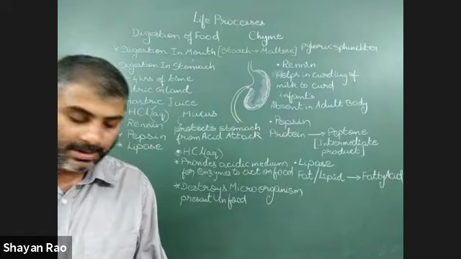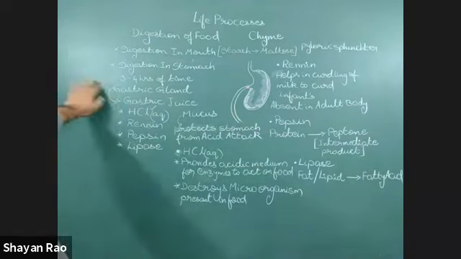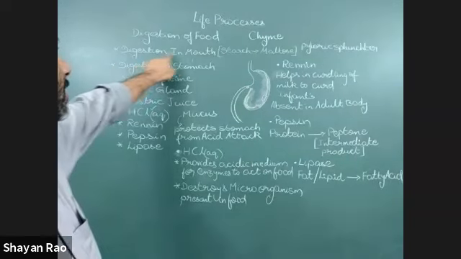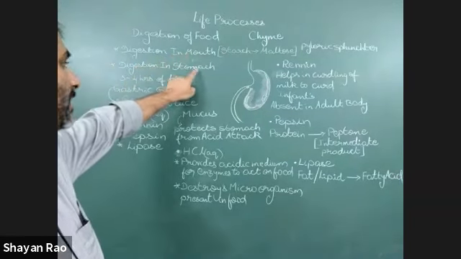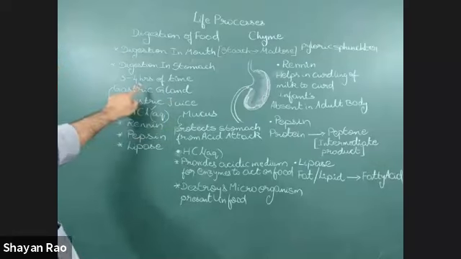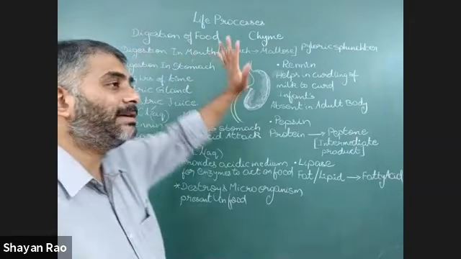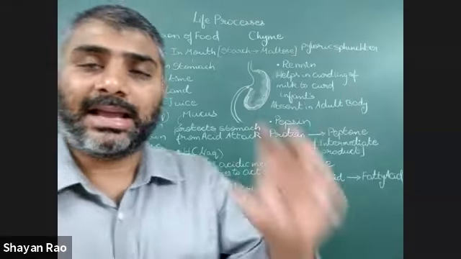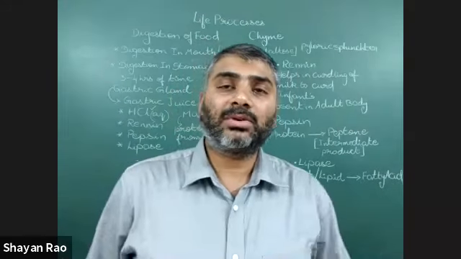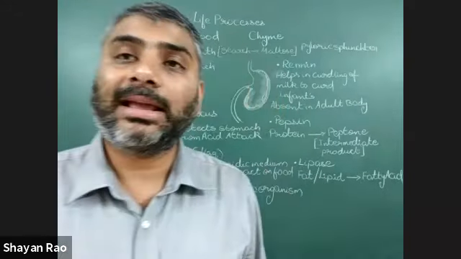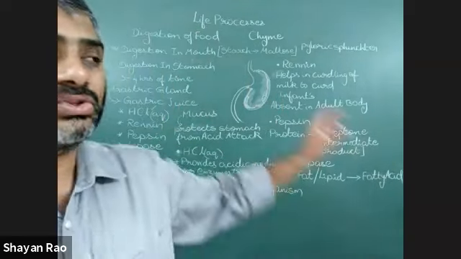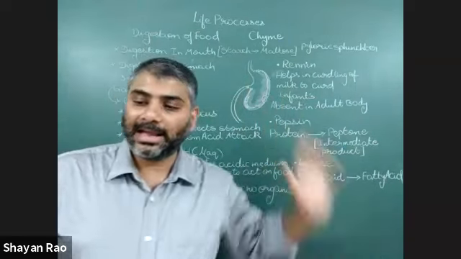Yes, sir. Any doubt? So today we understood digestion in the mouth and digestion in the stomach. In the stomach, we understood the gastric gland, with gastric juice and all its components. We also understood how digestion in the mouth takes place with the help of saliva, which contains salivary amylase. Any doubt?